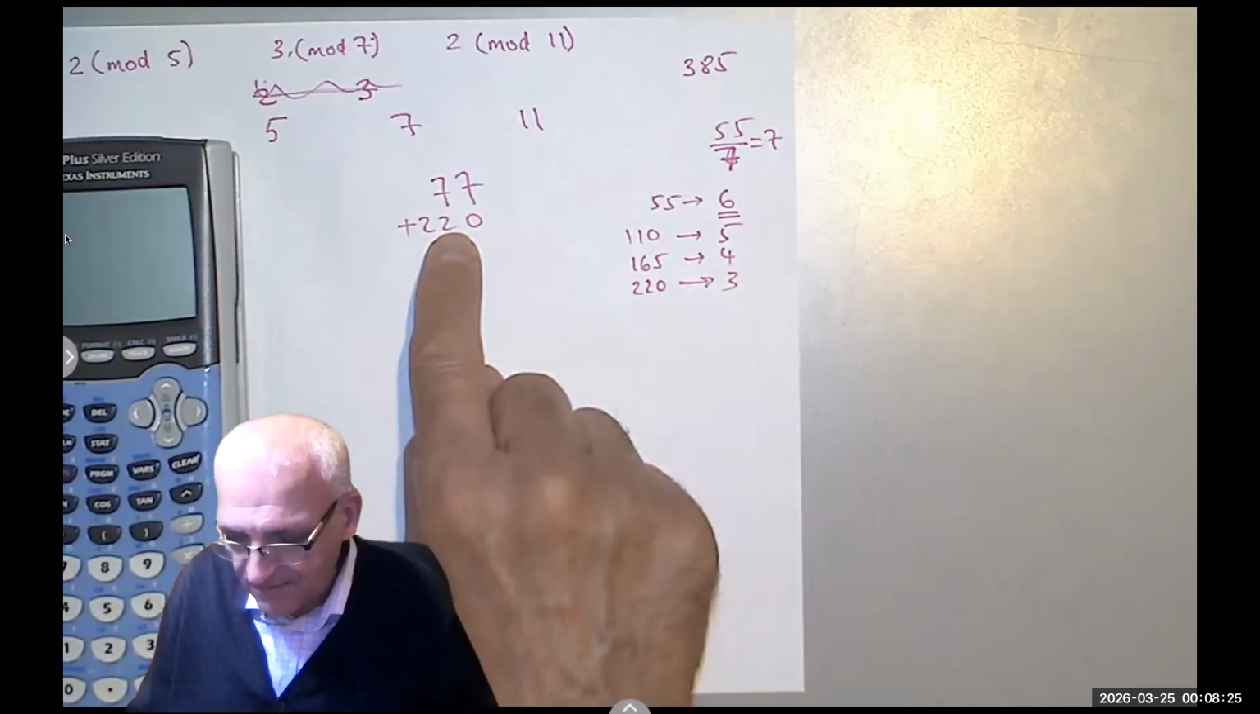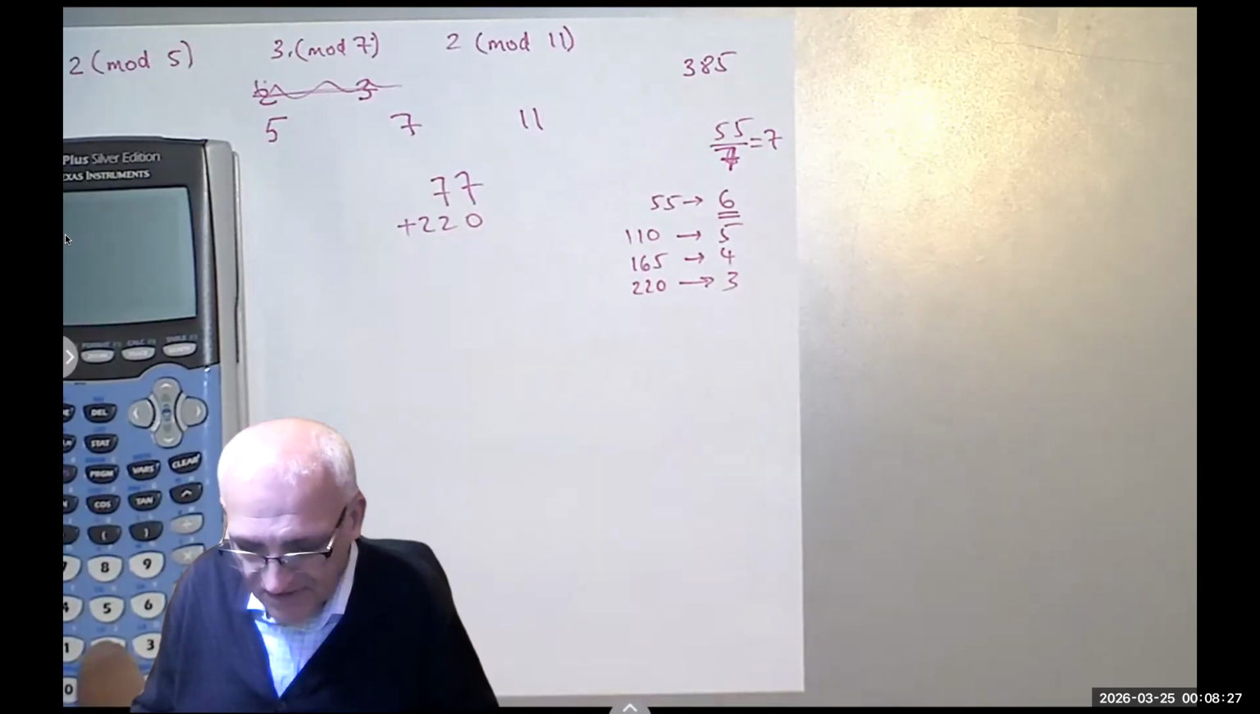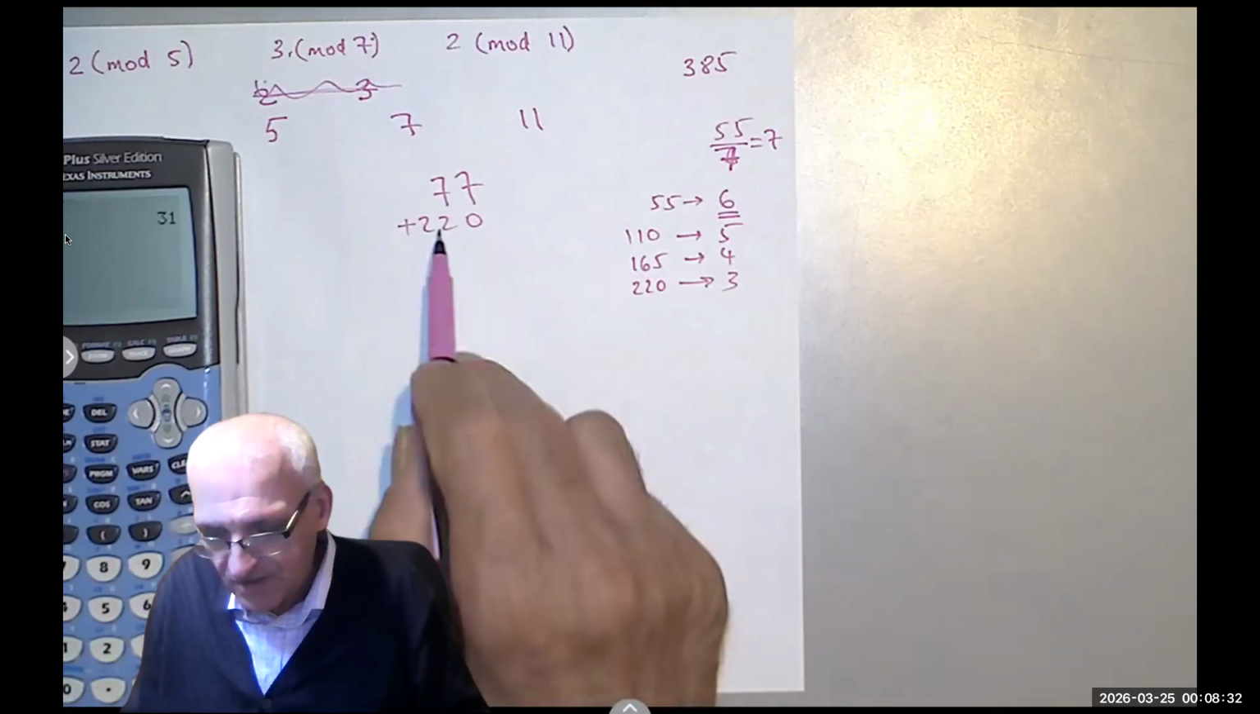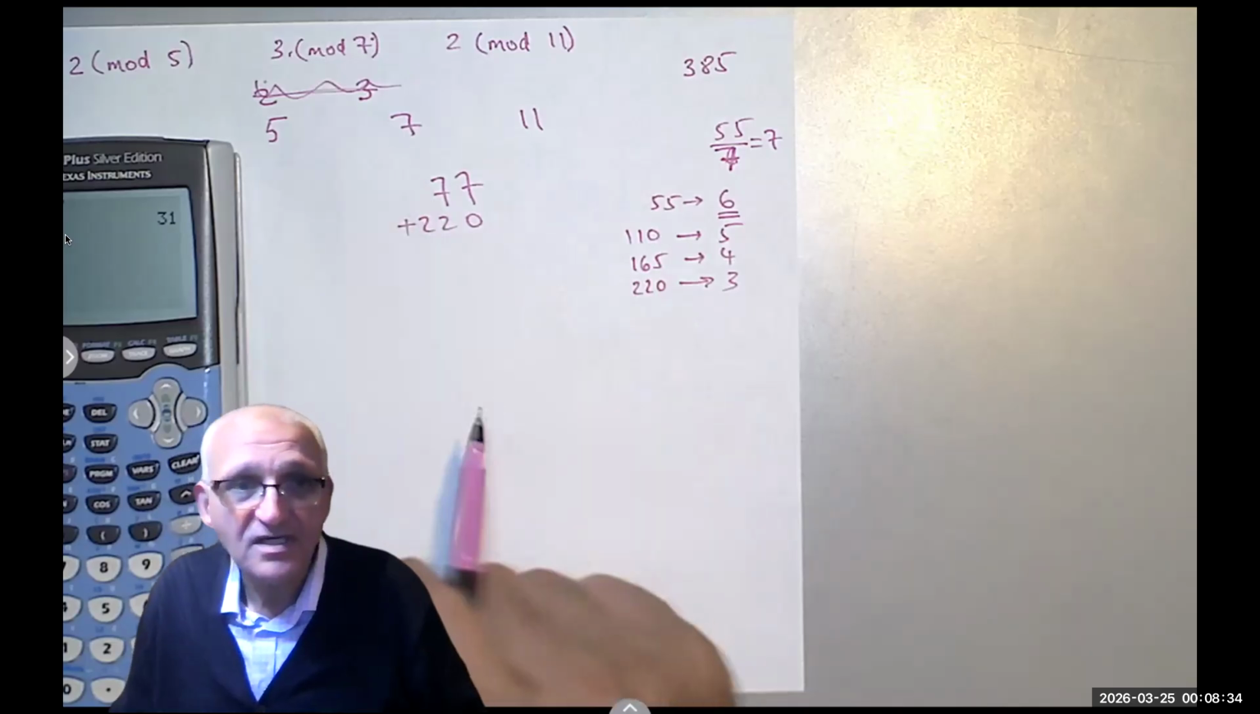So if I subtract 3, I get 217, and 217 is divisible by 7. So that would be a remainder of 3, as we said.